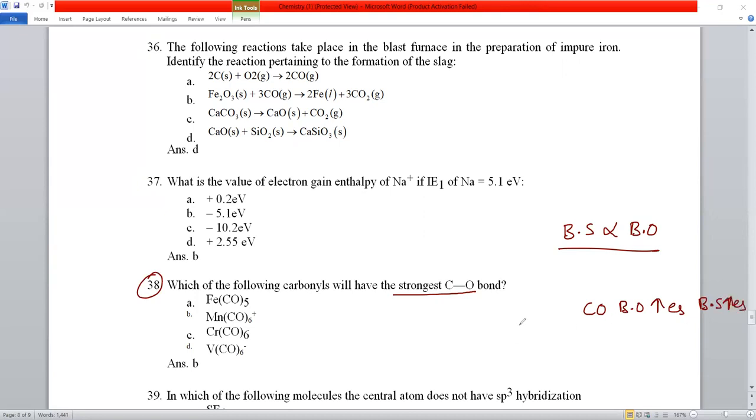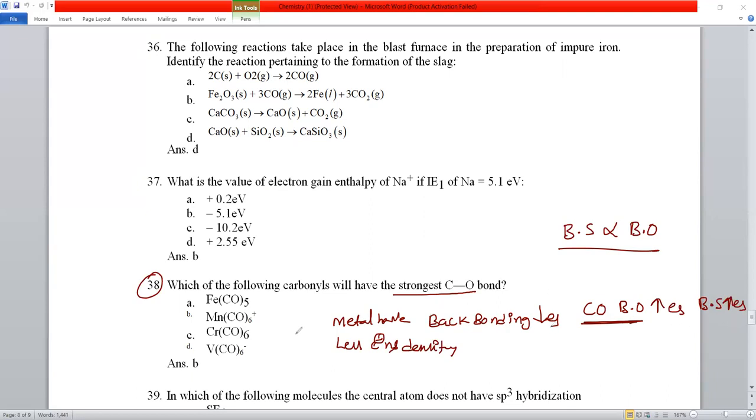CO bond order will be more when back bonding is less. So back bonding will be less when the metal does not have much electron density, when the metal has less electron density. Back bonding is less, CO bond order is more, bond strength is more.